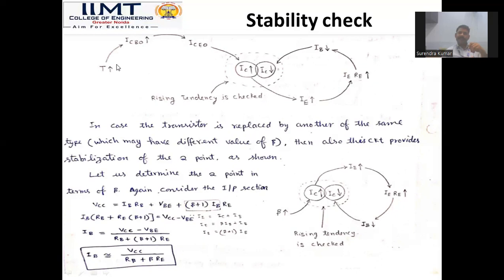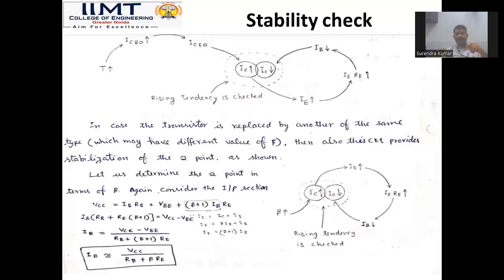As temperature increases, it affects the leakage current. Leakage current will affect the collector and emitter current. Finally, base current will go down, and the collector current will be decreased. So we can see the increment in collector current is counterbalanced by using the emitter resistor. So it provides better stability as compared to the fixed bias circuit.